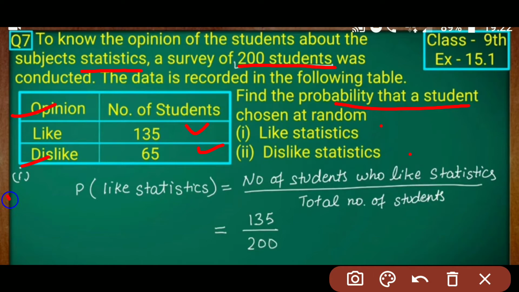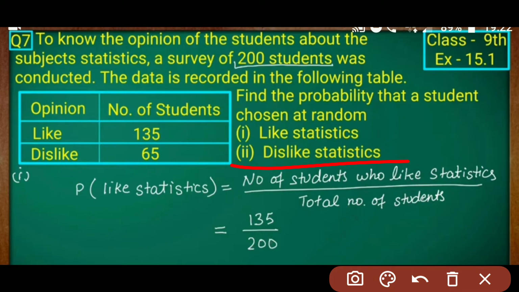For the first condition, liking statistics, probability equals the number of students who like statistics divided by the total number of students. Number of students who like statistics is 135 divided by 200. When we divide both by 5, that is 27 divided by 40, which will be your final solution. 27 upon 40 will be your probability of liking statistics.